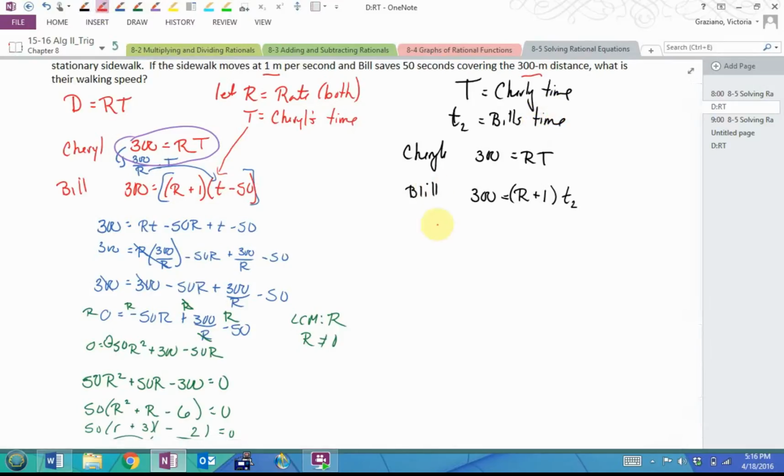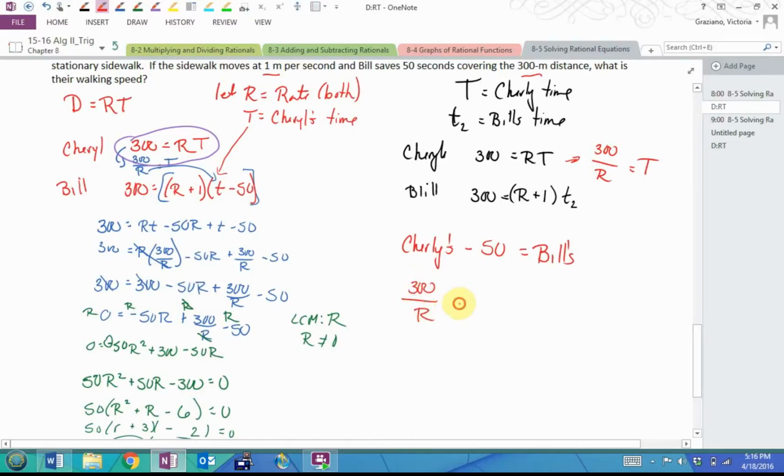So I could also think about it like this. Cheryl's time, right? And then minus 50 seconds is equal to Bill's time. Or Bill's time plus 50 seconds is equal to Cheryl's. So I could solve both of these for t. So we could have 300 over r is equal to t. So I could put that here. And Bill's time is 300 over r plus 1. So I could put that here.